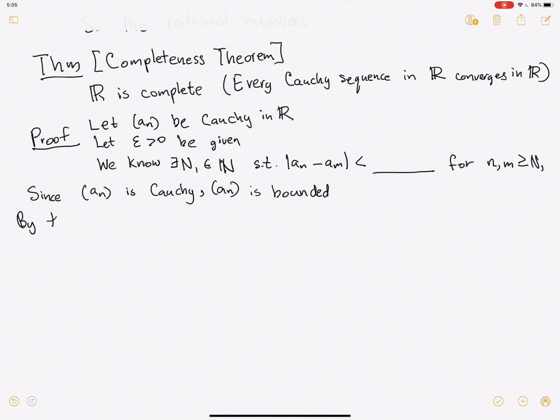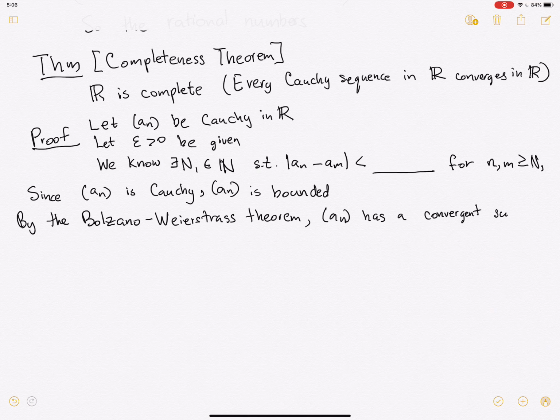So by the Bolzano-Weierstrass theorem from before, we know that every bounded sequence has a convergent subsequence. a_n has a convergent subsequence that looks like a sub n sub k, and let's say it has limit L. Because it's convergent, this L must exist in the real numbers.